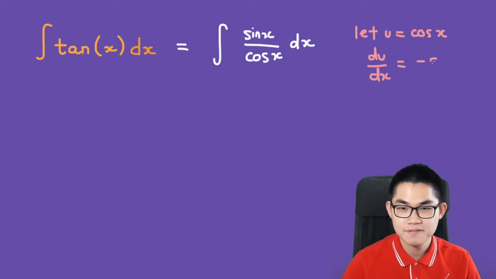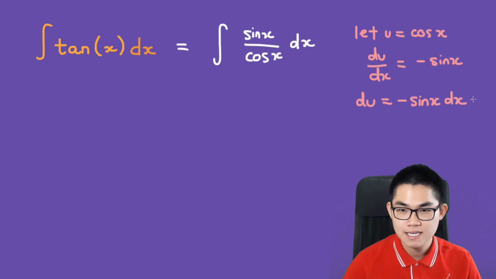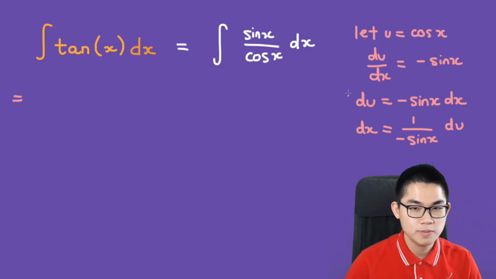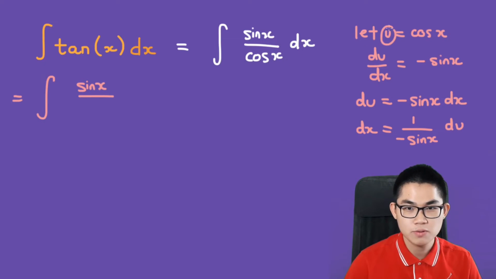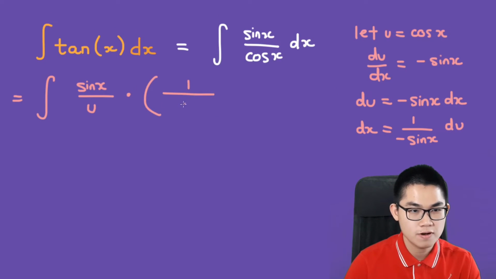This will give us negative sine of x. So du is equal to negative sine of x dx, and dx is 1 over negative sine of x du. We're going to plug it into the integral, so we have sine of x over cosine of x, which is u. We have u, and then dx is 1 over negative sine of x du. So times 1 over negative sine of x du.